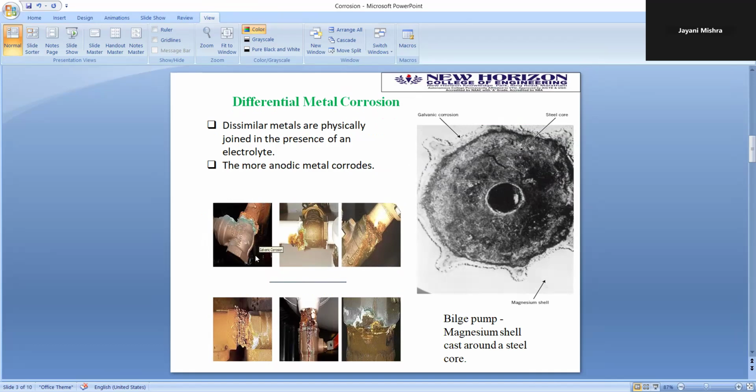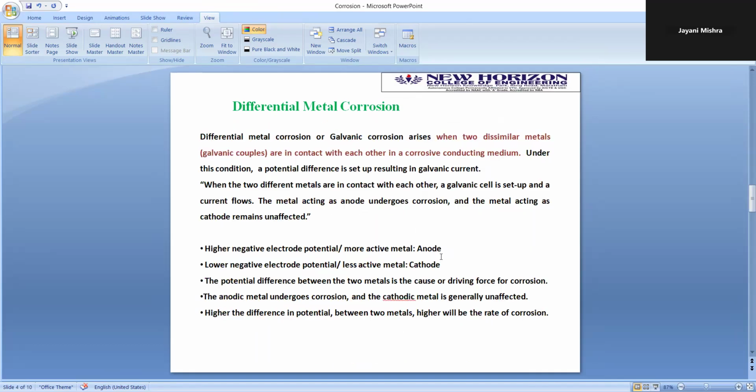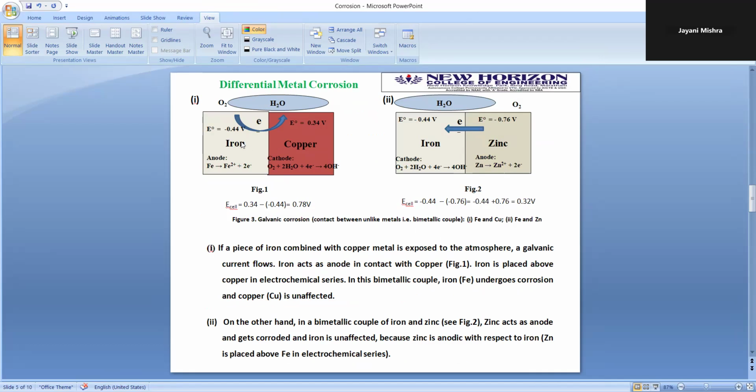Now, how do we understand what is cathode and what is anode? If you go through the electrochemical series, the metal with higher negative reduction potential will always act as anode, and the metal with lower negative reduction potential will work as cathode. If we take the bimetallic couple of iron and copper, in this case iron will work as anode, and copper will work as cathode.